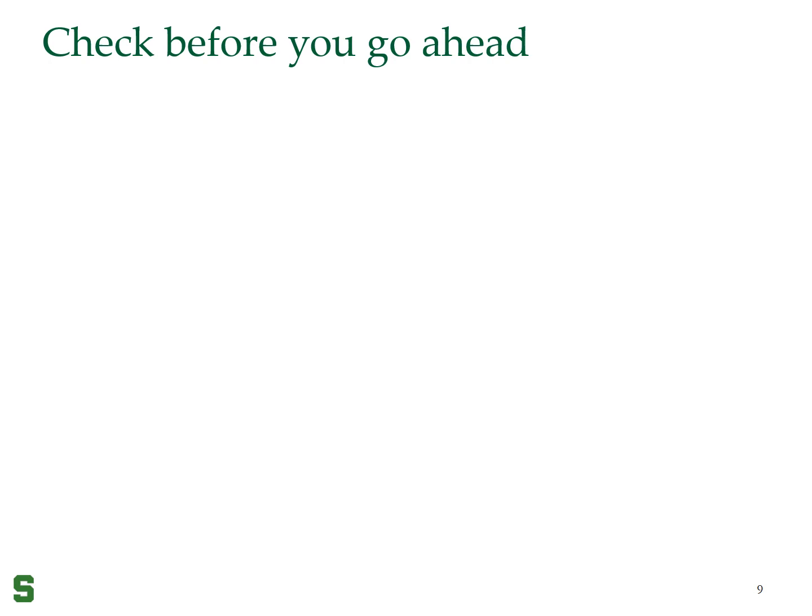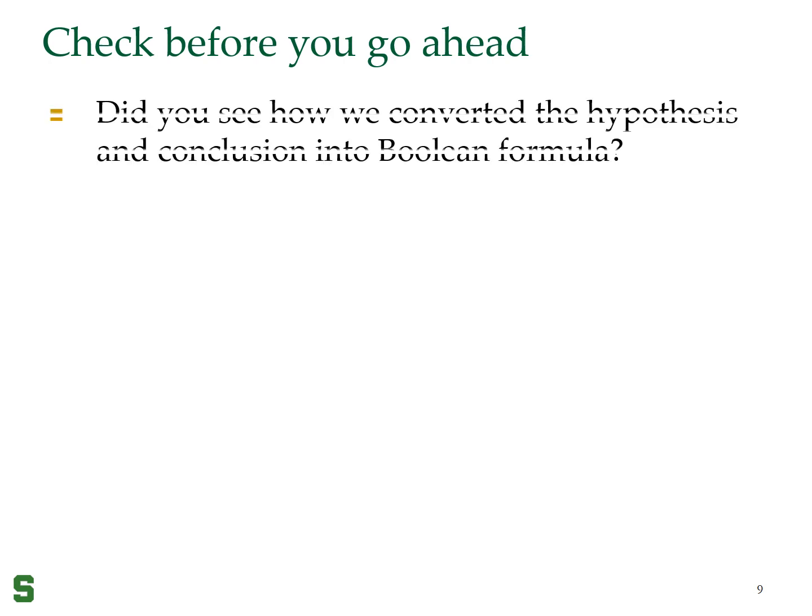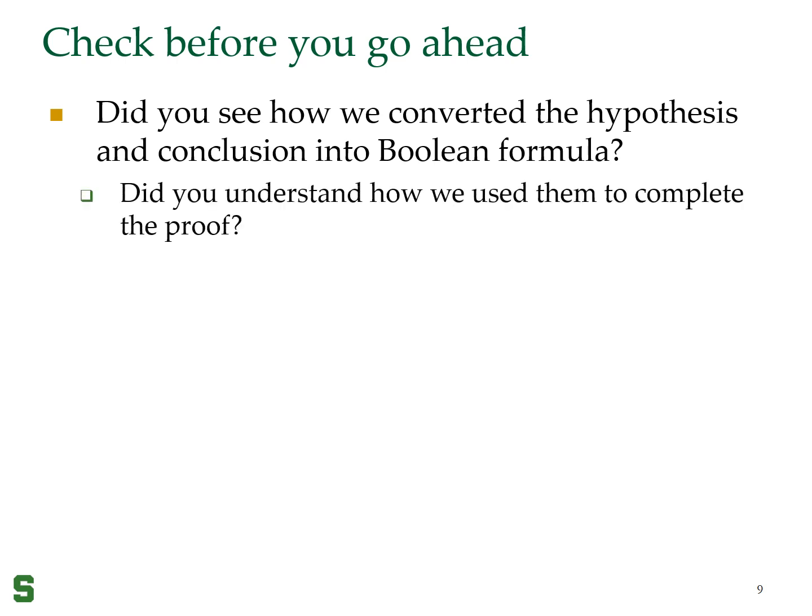Once again, we have reached the check before you go ahead slide. I want you to make sure that you understood how we converted the hypothesis into the Boolean formula involving quantifiers, conjunctions, disjunctions, etc. I want you to make sure that you understood how we use this formula and the different rules like existential instantiation, universal instantiation, modus ponens, etc. in the proof.